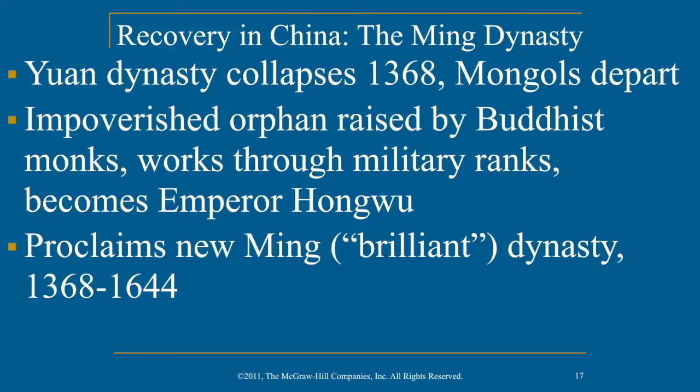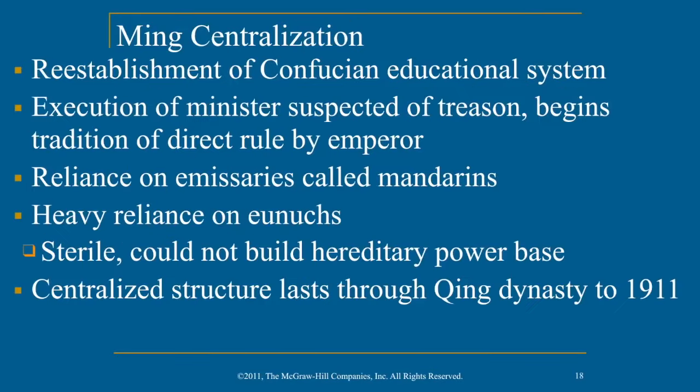He proclaims the new, or the Ming Dynasty, or the Brilliant in Chinese, from 1368 to 1644. So it's going to be one of the larger Chinese dynasties that we're going to be looking at. So the Mongols have left China. And now the Chinese are looking around going, what do we need to do to be able to reestablish Chinese culture or Chinese influence after the Mongols kind of dominated most of China?